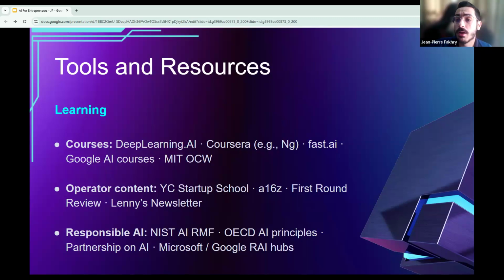For example, we have Deep Learning AI, which is Andrew Ng's short course platform. He's a very well-known AI educator in the world. He's one of the most respected ones. He's also a former VP and chief scientist and a co-founder of Google Brain.